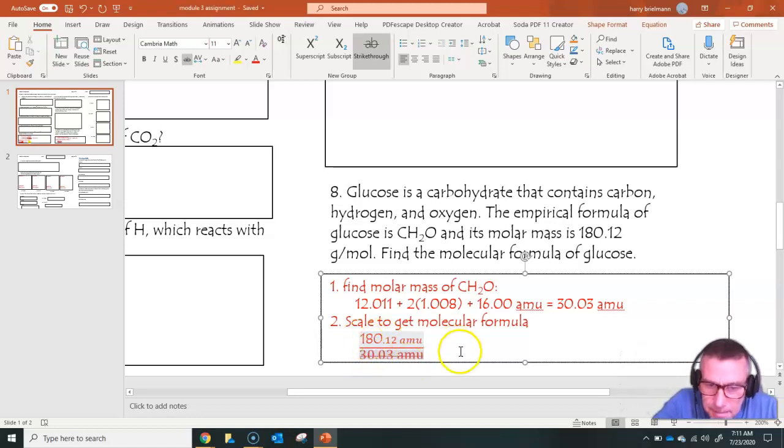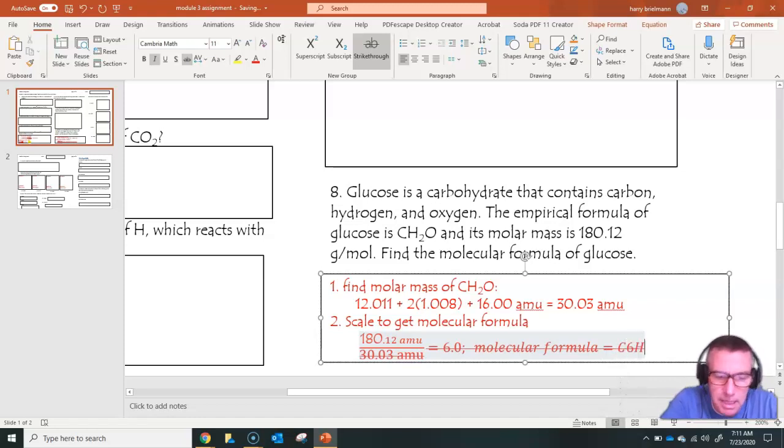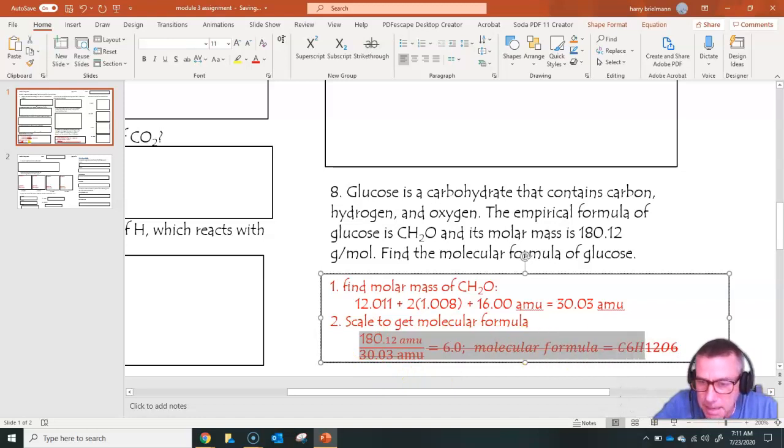And let's clean this up. Maybe you could just check out at that point. And that's going to be equal to 6.0. That's our scaling factor. Everything needs to be multiplied by 6.0. So molecular formula equals 6 times CH2O, right? So I guess we'd get C6H12O6. And it just needs a lot of cleaning up at this point.